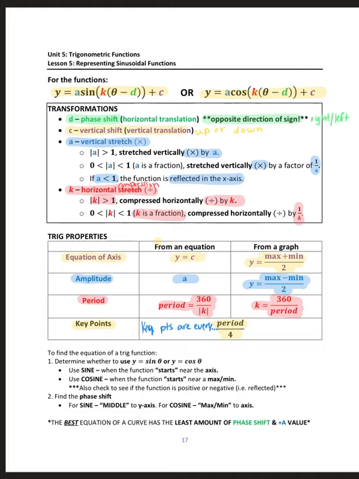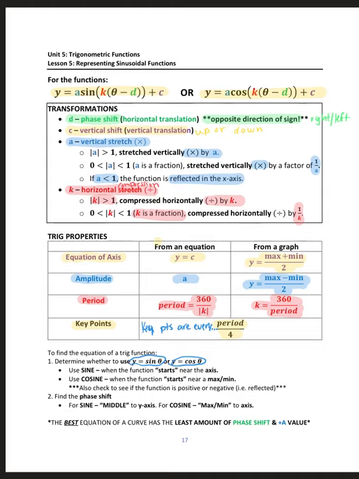Okay, so when we're trying to determine which trig function is the best to use, should we use sine or cosine, there's a couple things to consider. Which one should we use?